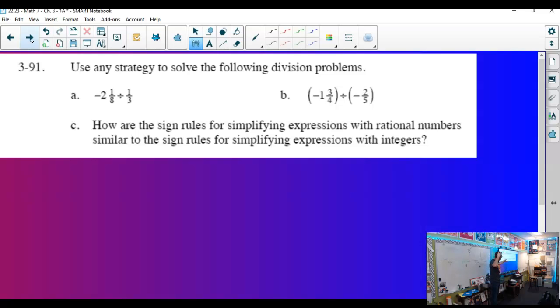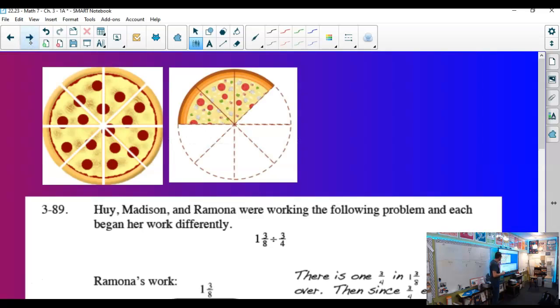So this is on your paper, but before we throw in negatives, let's talk about it positively. 1 3/8 divided by 3/4. I would write this on your graph paper if I were you. And maybe if you're sketching or drawing right now, come back and do some math with me.